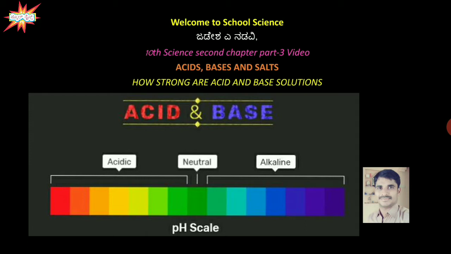Here, this is the pH scale I have shown in the picture. The central green part indicates neutral. If you move from the middle to the left side, the acidity increases. If we move from the center to the right side of the picture, that is alkalinity, meaning the basic nature increases. We can discuss this in the next slides.